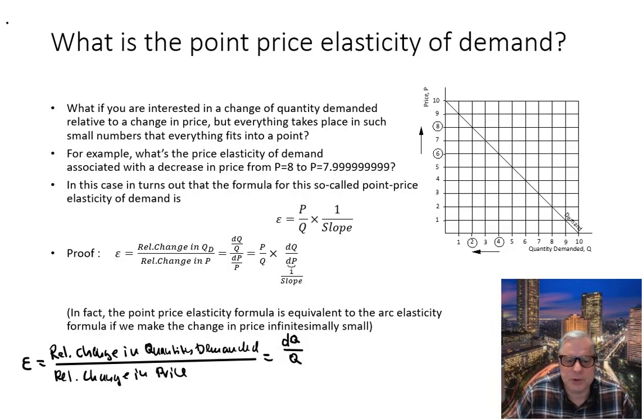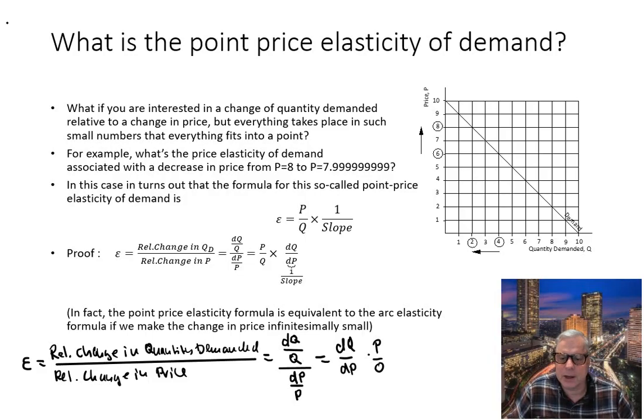And then of course we do the same thing for the change in price. So the difference in the price is so small it fits over a point. So now we get dQ over Q over dP over P. And if you flip around the denominator, we can write the change in Q over the change in P times P over Q.